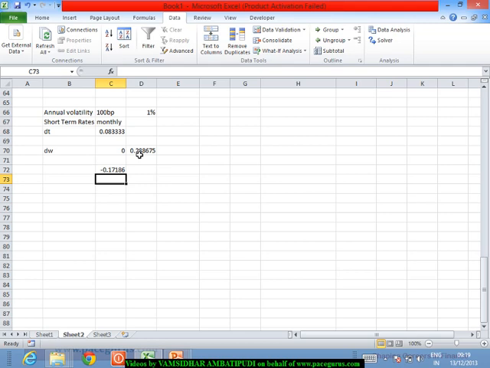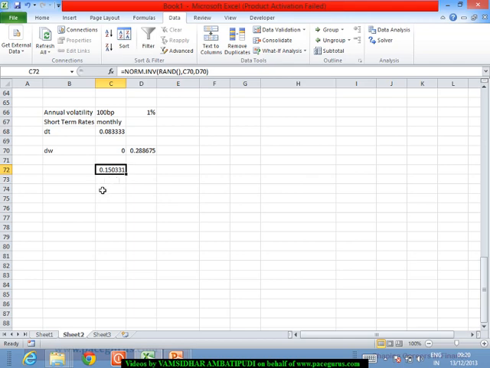We can get any number, because it is following a normal distribution with mean equal to 0 and the standard deviation equal to the square root of dt. If I refresh it, I'll get different sets of values, sometimes plus, sometimes minus, whatever it is. So dw is going to generate a set of random variables with mean equal to 0 and standard deviation equal to the square root of dt.